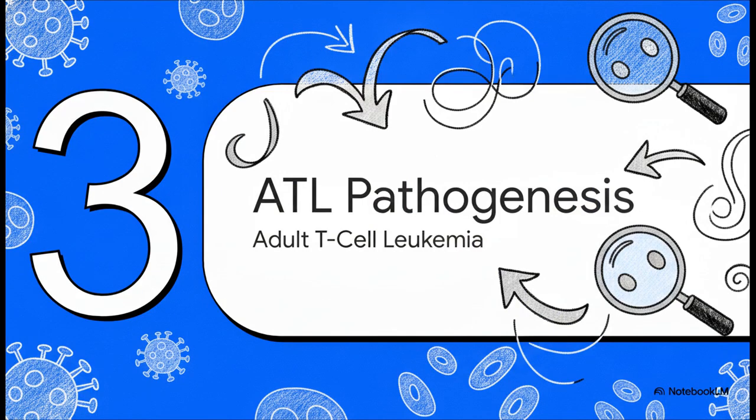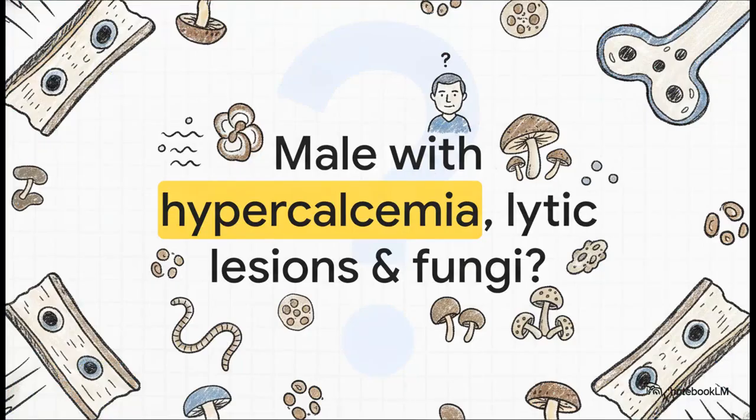Which brings us to Section 3, ATL, Adult T-cell leukemia. Let's open the first of our 2 clinical folders. When you read a question stem exactly like this, your examiner is practically begging you to see the pattern. Notice the demographics, a middle-aged male from an endemic region. Then look at the symptoms, hypercalcemia and lytic bone lesions.